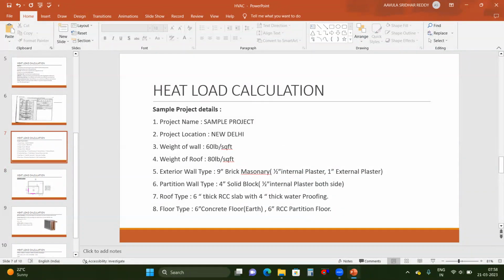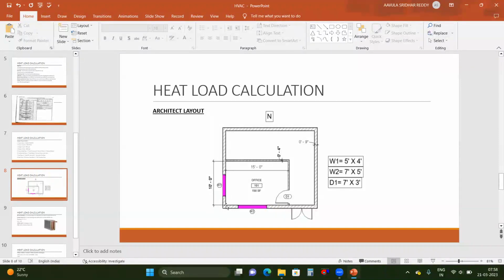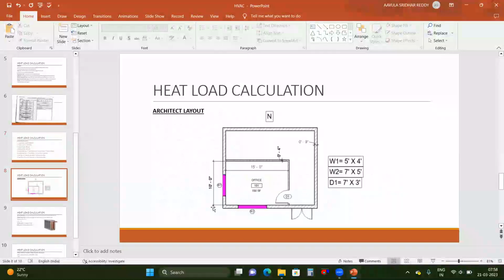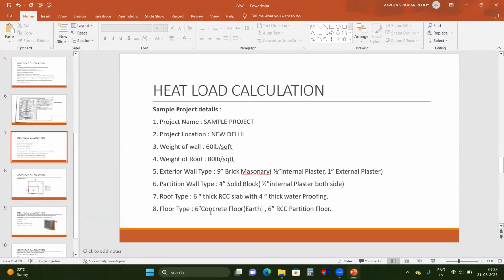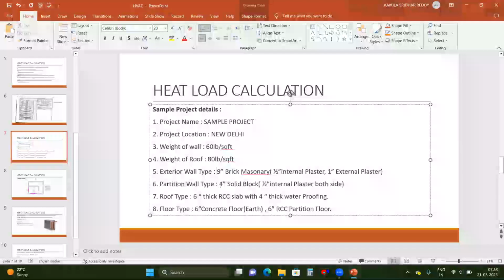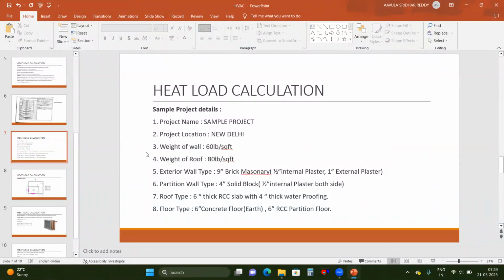And next one is roof type. The roof is exposed to sunlight, and the thickness of the roof is a 6-inch RC slab with waterproofing also. And floor type: a 6-inch concrete floor and 6-inch RCC partition. In all conditions, this data will be the same. Depending upon the construction, the exterior wall type and interior will vary, but roof and floor will almost always be the same. And this also you can take as the same value. Okay.